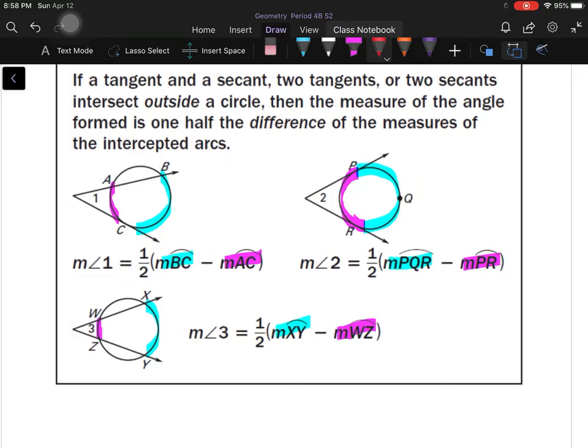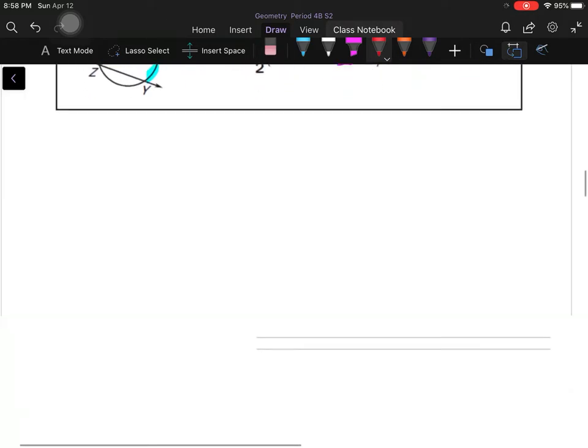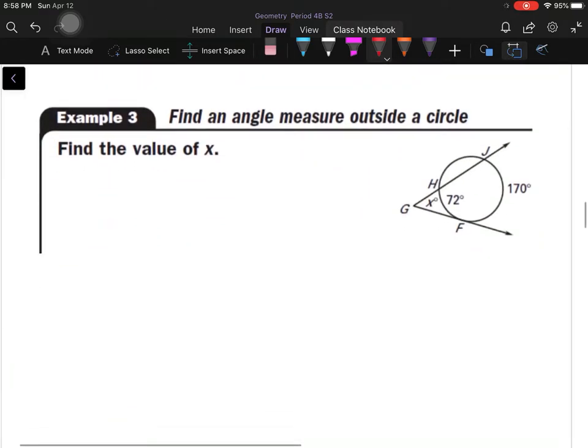So it's always half the arc measure equals the angle measure. Sometimes you add, sometimes you subtract, sometimes it's just half. So just keep that in mind when we take our test next week. Okay, so the first example.